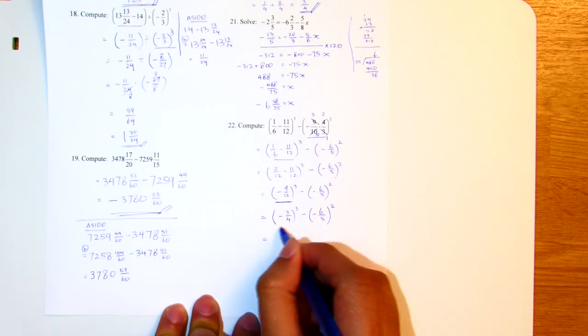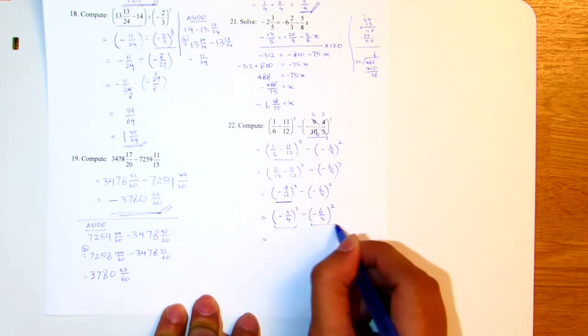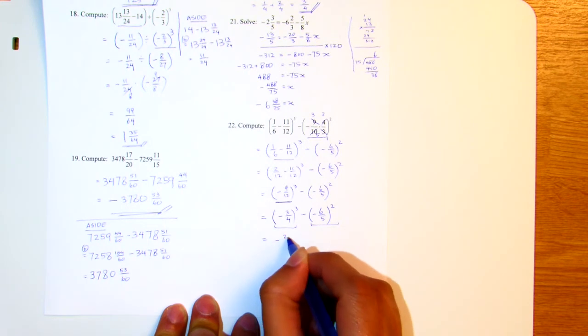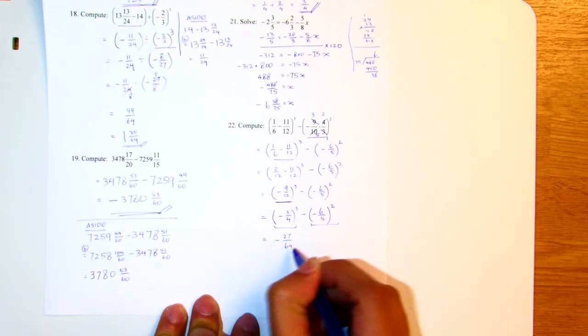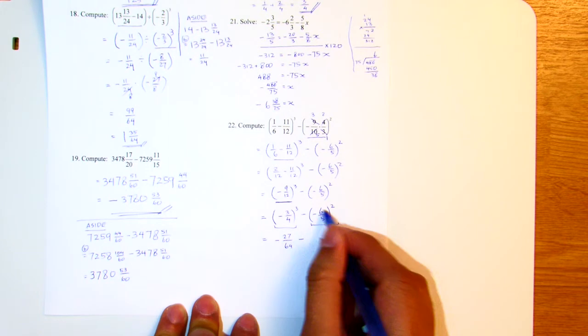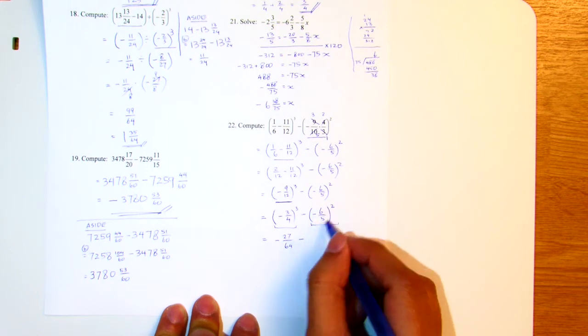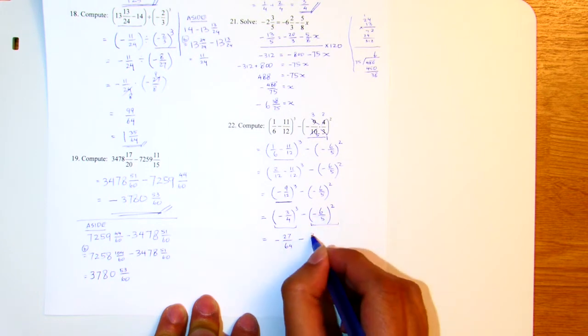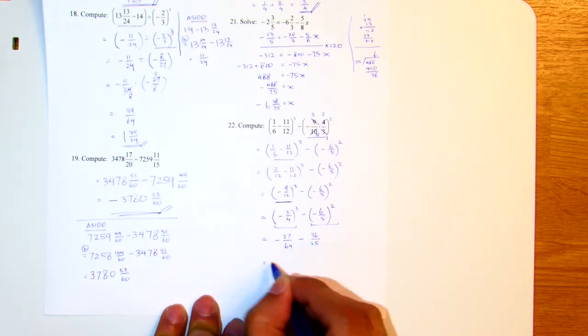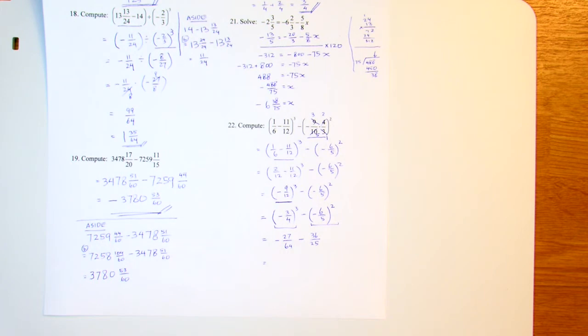From here I will do the exponent, both of them at the same time. This will be negative 27 over 64 minus the square of a positive. The square of a negative will be positive. That will be positive 36 over 25. Now at this point we still bump into a hard problem. What is the LCD of 64 and 25?